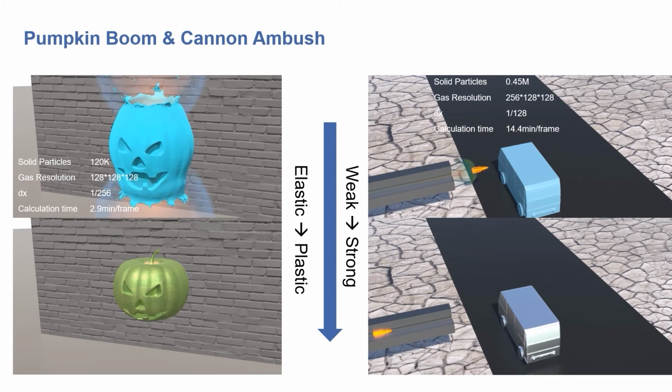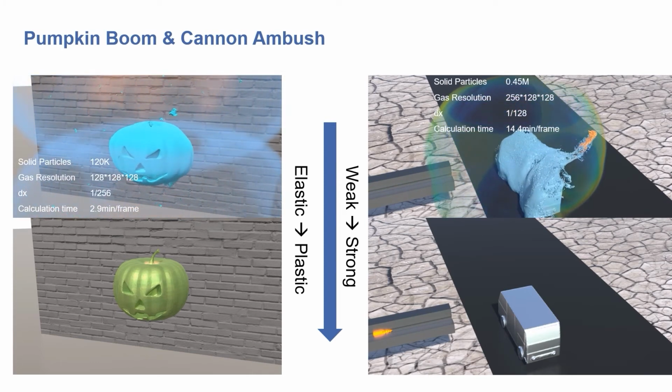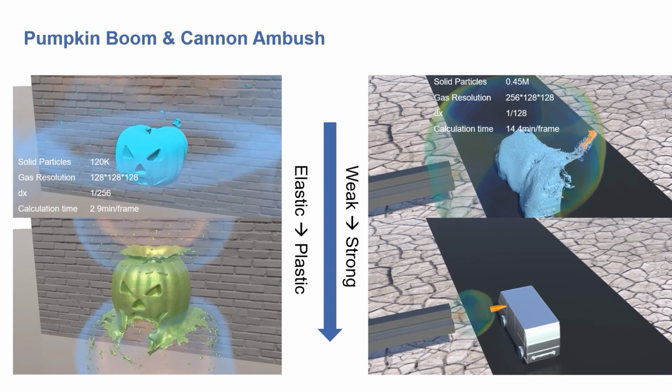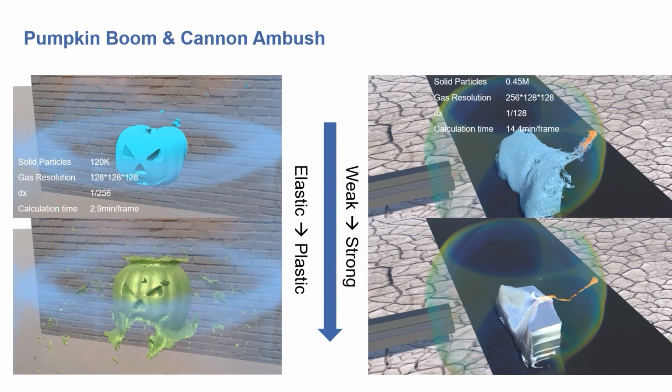On the top, we detonate a bomb inside a plastic pumpkin and fire a cannon at a weak plastic truck. On the bottom, we strengthen both materials to highly stiff iron. Note the deformation becomes permanent and sharp at the edge.